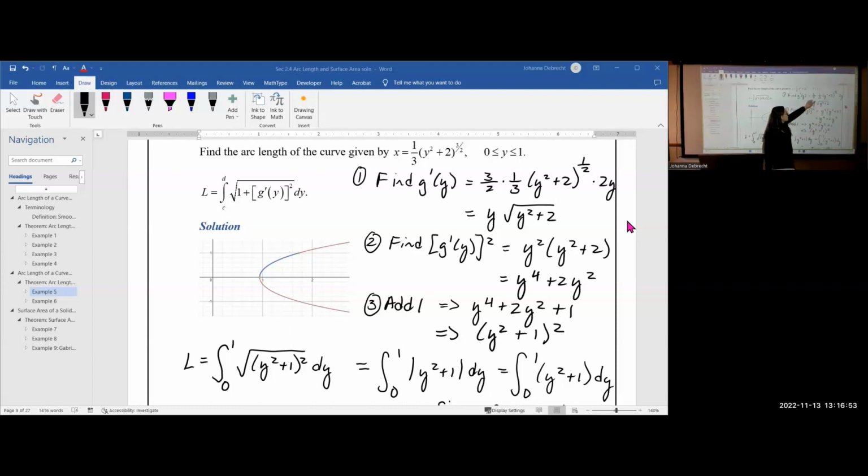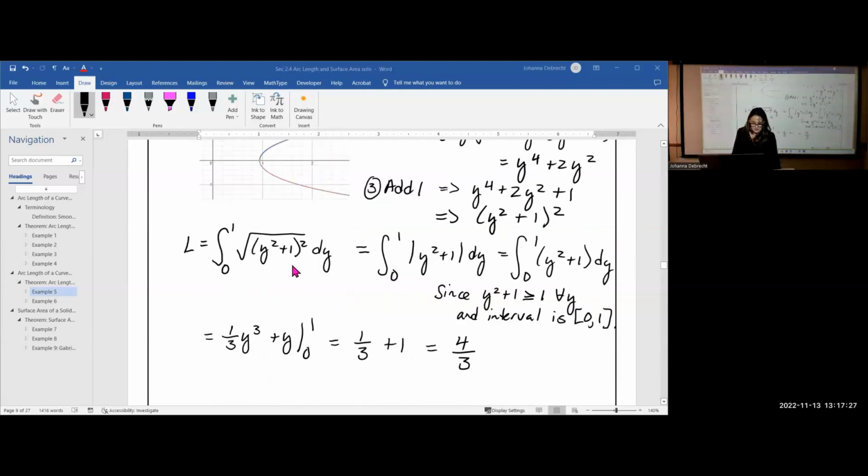And when we square it, we square the y, so we get y squared. Squaring the radical just gets rid of it. And then if we distribute, we get y to the 4th plus 2y squared. Step 3 is to add 1 to that. When we add 1, we actually end up with a perfect square trinomial. It does factor as y squared plus 1 quantity squared. That's good because that means that when we put it under the radical in our formula, we'll be able to take the square root of the perfect square.